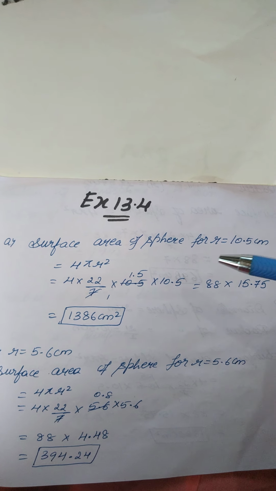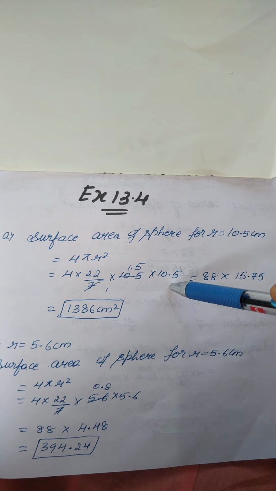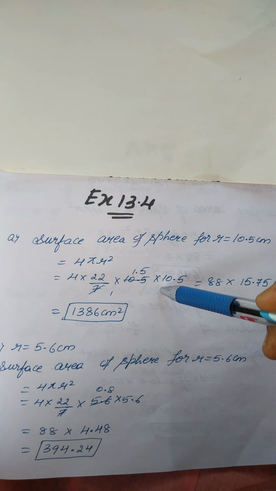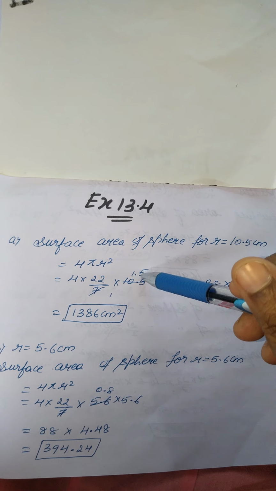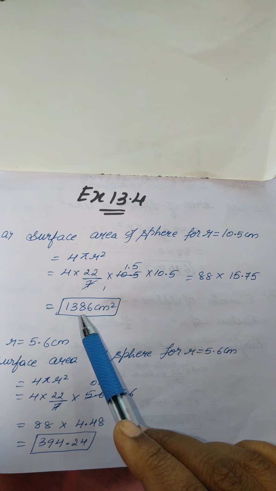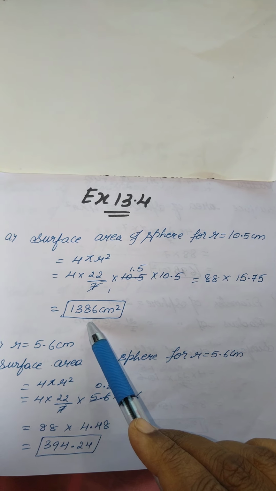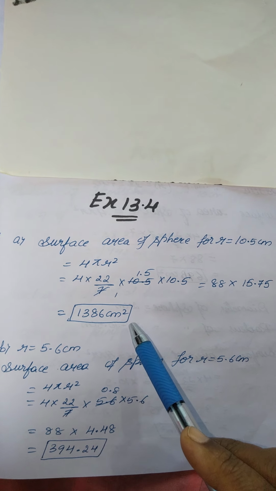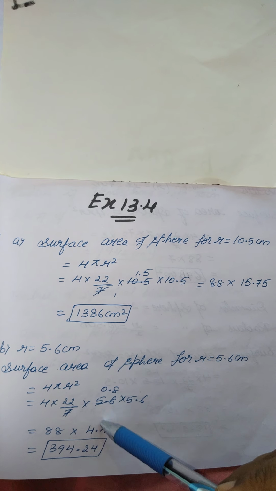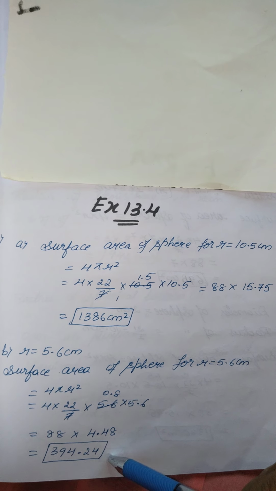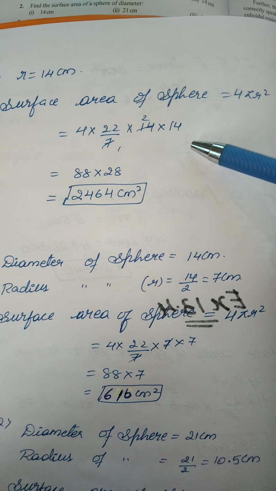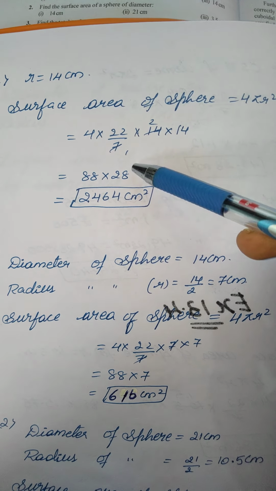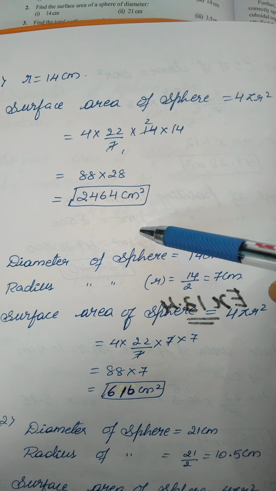Here is your solution, children. On substituting r as 10.5 into 10.5, one 10.5 gets cancelled with 7 as 1.5. Remaining gets multiplied and your final answer becomes 1386 centimeter square. Similar way I have given the answer for the second sum. You can copy down. Same kind of solution for your third sum. Answer is 2464 centimeter square.